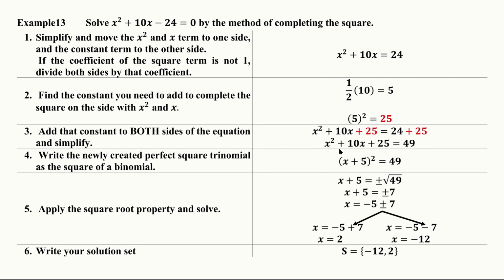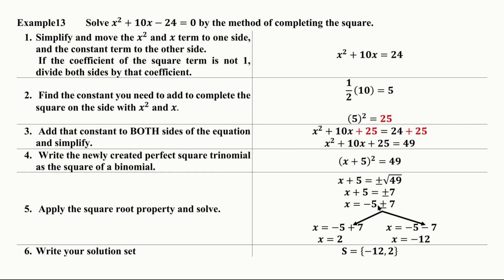Now this, as you recall, is the square of this binomial, x plus 5, right? So we get quantity x plus 5 squared equals 49. Well, that's very convenient because now we're in the form that we know how to deal with. Now we can apply the square root property and say, since the square of x plus 5 is 49, that means x plus 5 must be what? Plus or minus the square root of 49. So we get x plus 5 equals plus or minus 7.